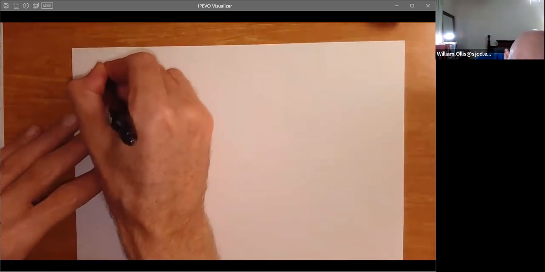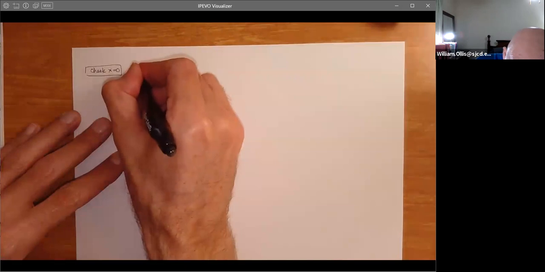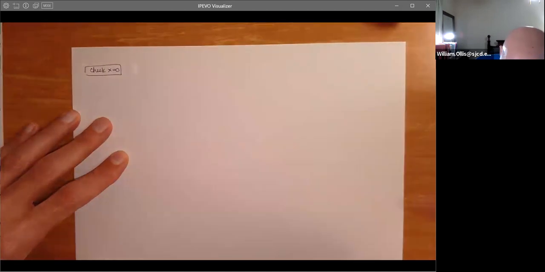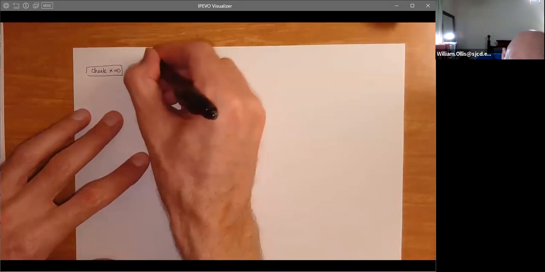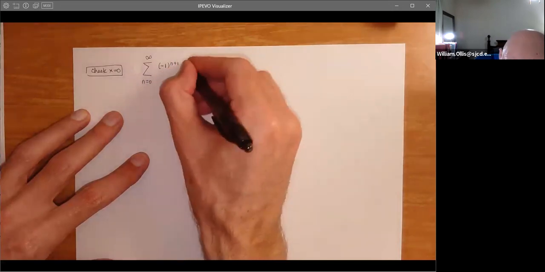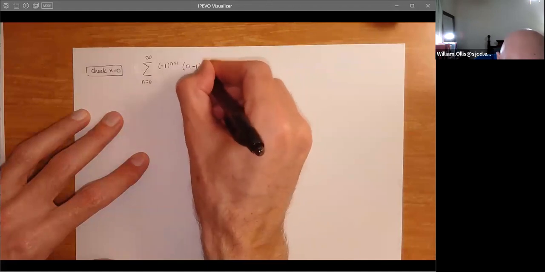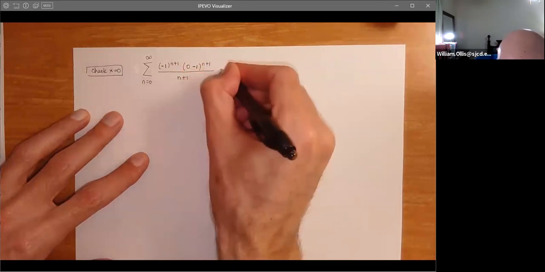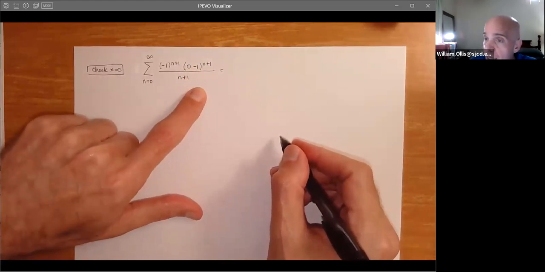So first, let's check x equals 0. Let's go to the original series. That's f of 0, but let's just write the series for now, since we don't have an actual convergent function. So we have the sum from n equals 0 to infinity of negative 1 to the n plus 1, and then, in this case, 0 minus 1 to the n plus 1, divided by n plus 1. So again, remember when you check the endpoints, you just simply replace x with the given endpoint.